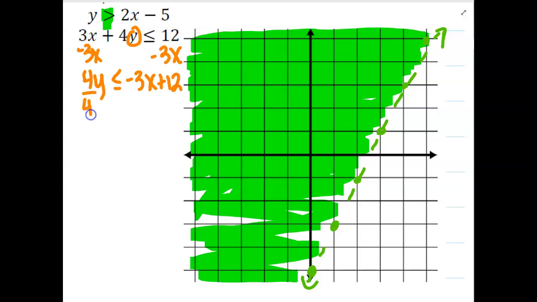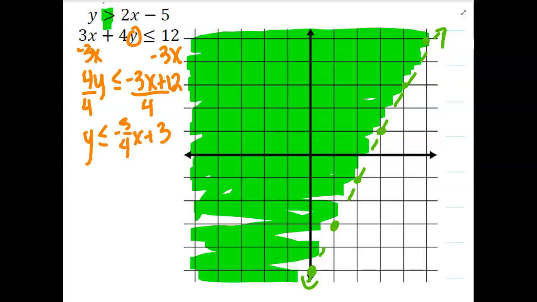Divide by 4, and as long as it's a positive 4, no problems. So we'll do y is less than or equal to, and then make sure you do the butterfly method. Negative 3 over 4 would just say negative 3/4 x. 12 over 4 would be a plus 3.